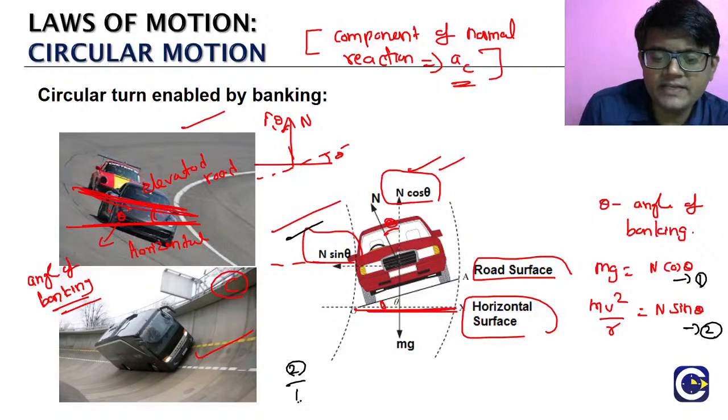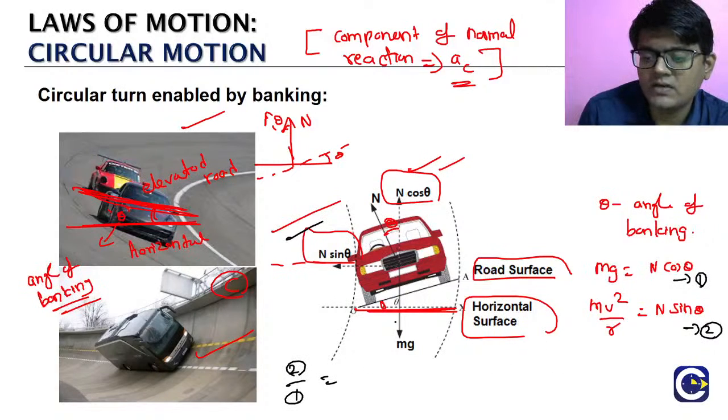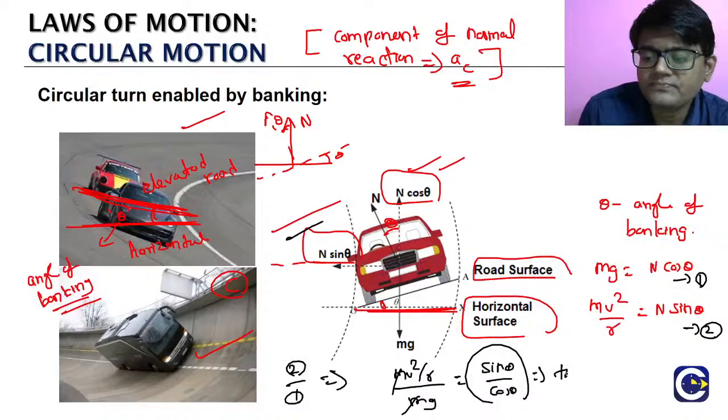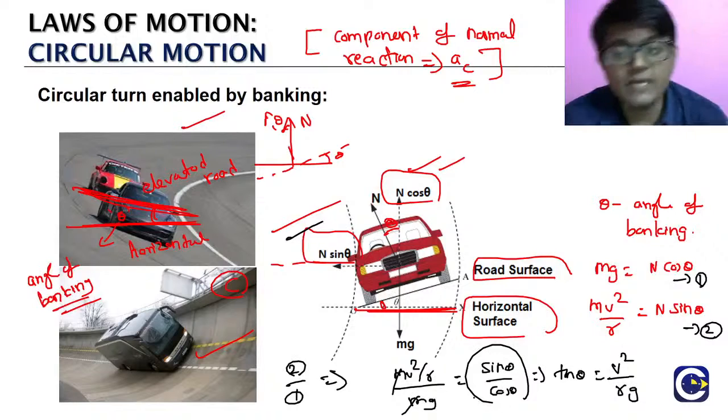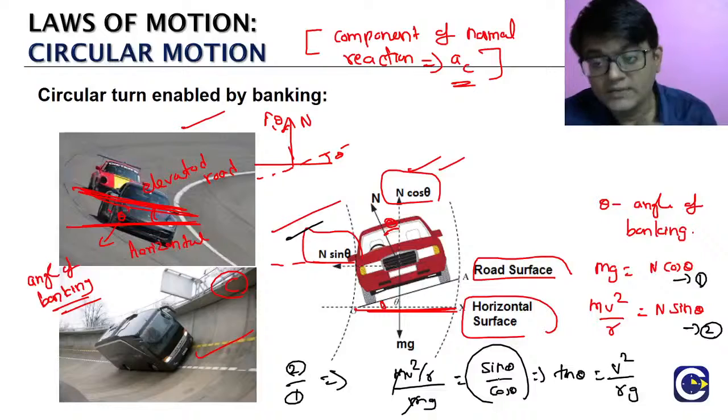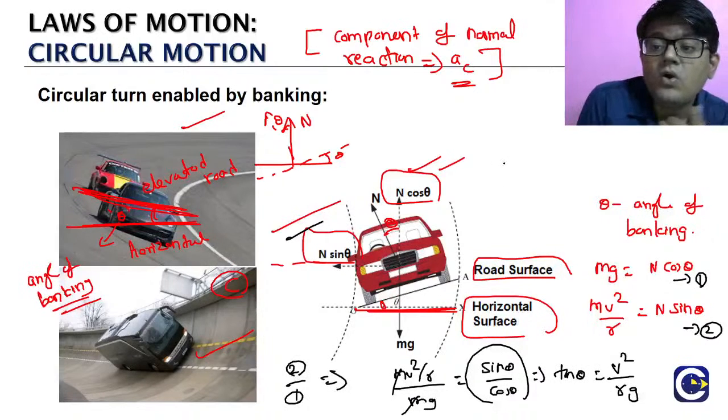We will just divide equation 2 by equation 1. So we'll have mv square by r divided by mg. m will get cancelled. It is equal to sin theta by cos theta, which is tan theta. So tan theta will be equal to v square by rg. So we will know the required angle of banking.